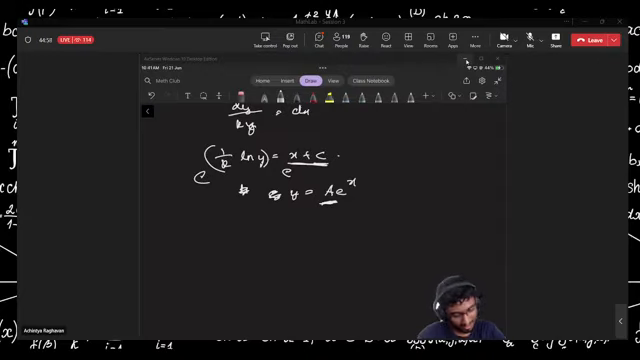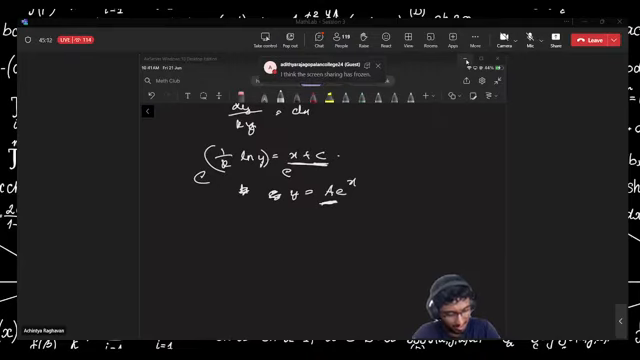Okay, so the solution to this, I've written the solution here. However, the solution you would have seen is a sin omega x plus b cos omega x, or omega t in this case. So this is the solution you guys would have seen.